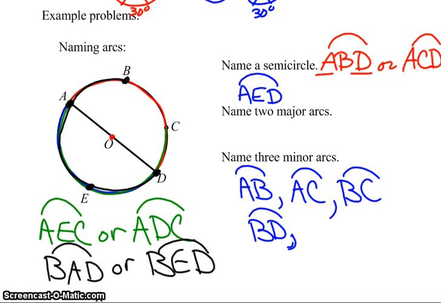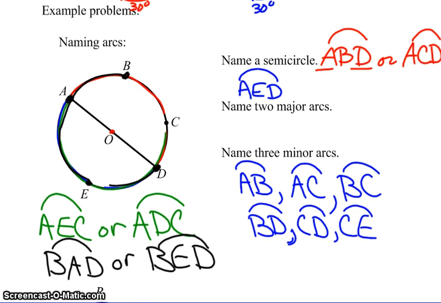I could use CD, I could use CE, because I can see that C to E is not going to go through the center of the circle, so it's less than half of the circle. So that's why I could use CE. I could also use DE or EA. So I have a lot of choices on minor arcs.